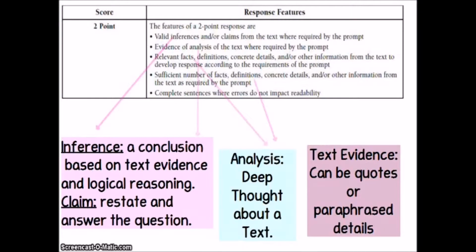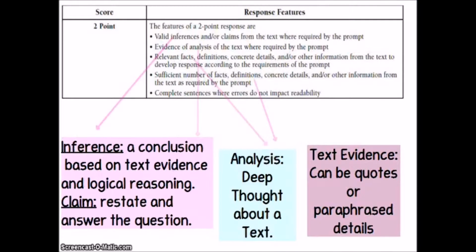And we hopefully already know that when you make an inference as a reader, it's where you're making a conclusion based on text evidence and logical reasoning. So it's also sometimes called reading between the lines. You take what the author has written in the text, especially when they state something that's not clear, and you use common sense or prior knowledge to kind of figure out what the author means.